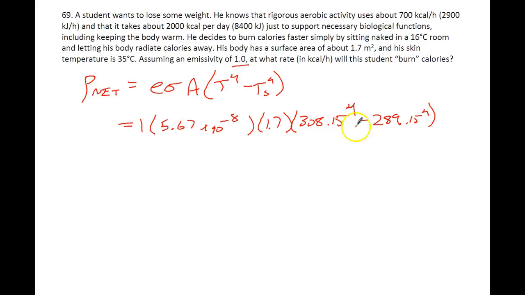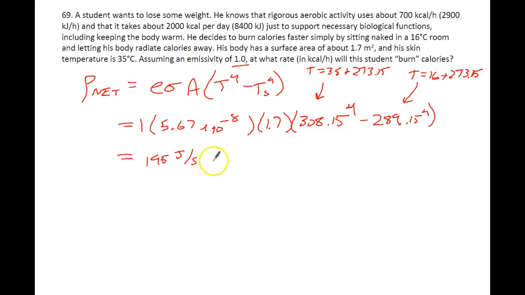So where did these temperatures come from? Well, remember, to get these temperatures, we're just going to say T is equal to 35 plus 273.15, and then this temperature is equal to 16 plus 273.15. All right, so now we kind of know where they're coming from. We're going to end up here with a net of 195 joules per second, which is essentially watts.